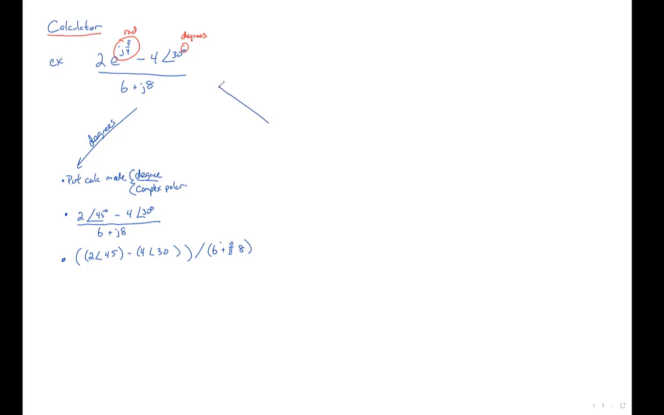The other way that you can evaluate it is if you want to do everything in radians. And to do that, you'll first put the calculator into the mode of radians, but still complex polar, because we want the output to be in polar notation. And then you'll rewrite this thing entirely in radians.